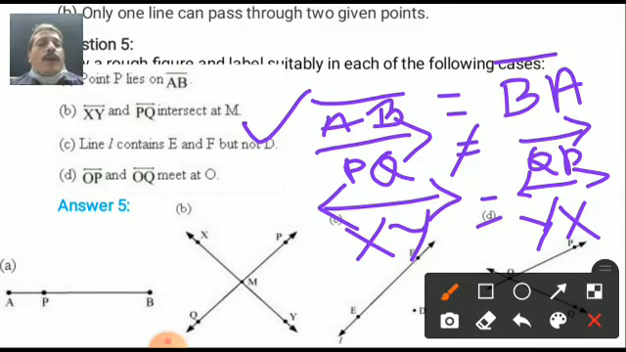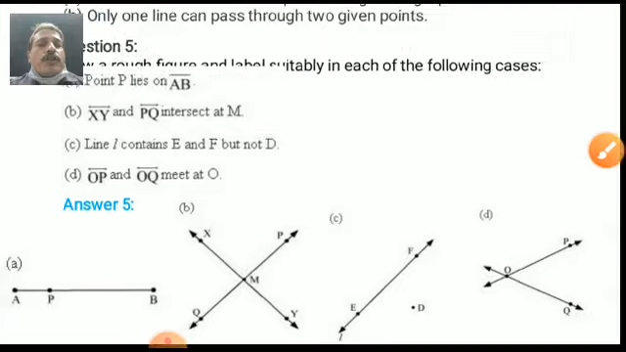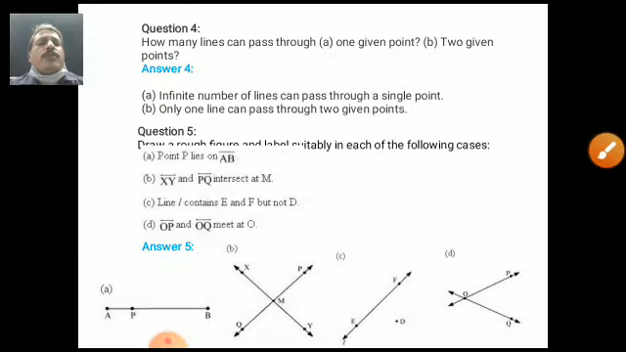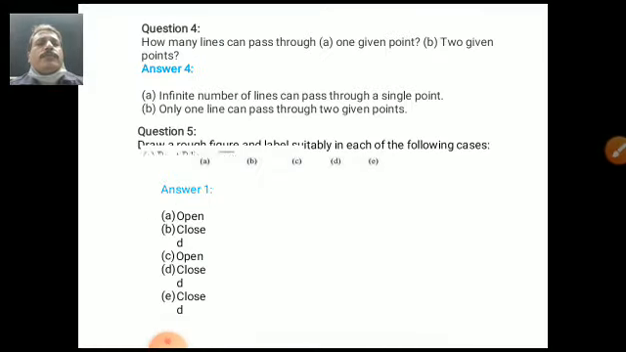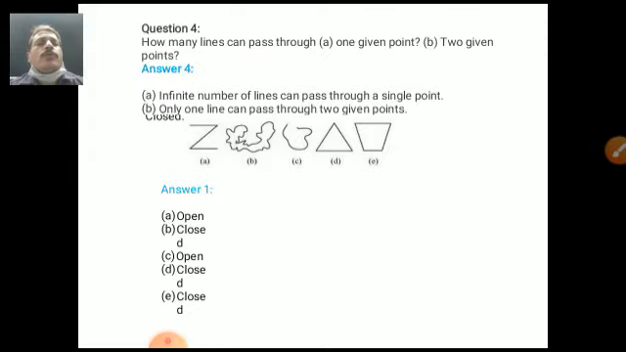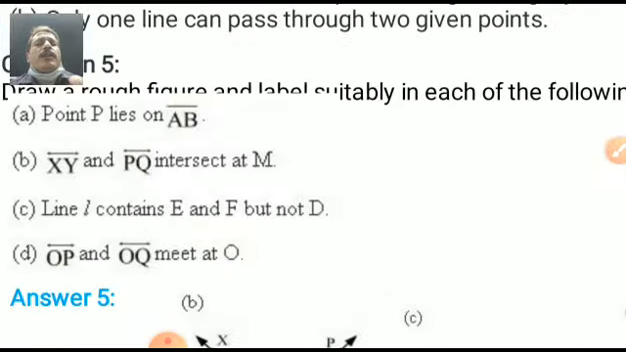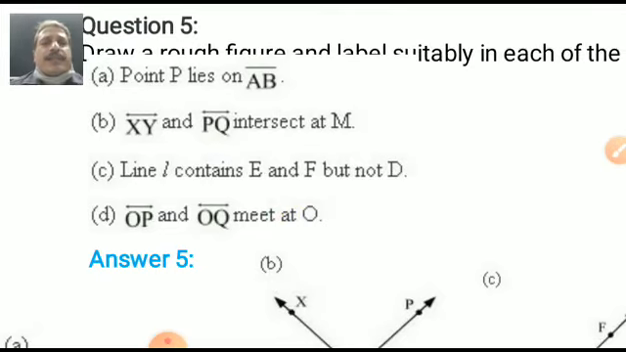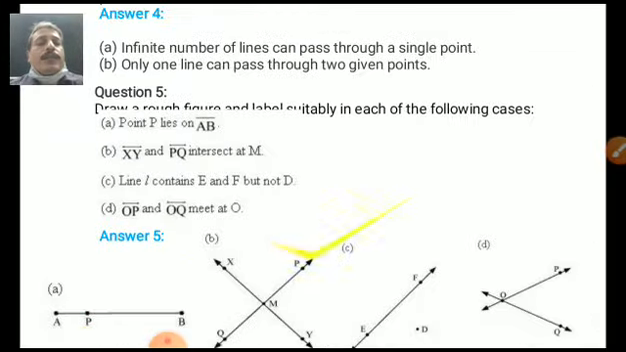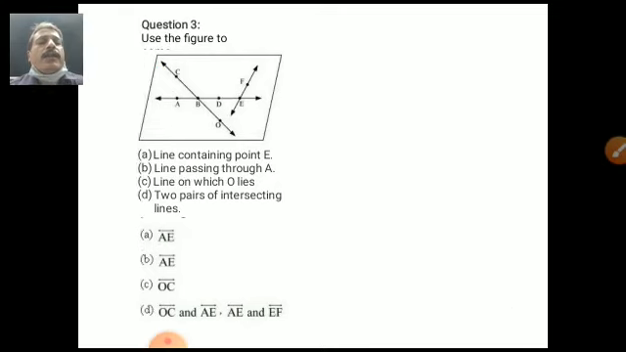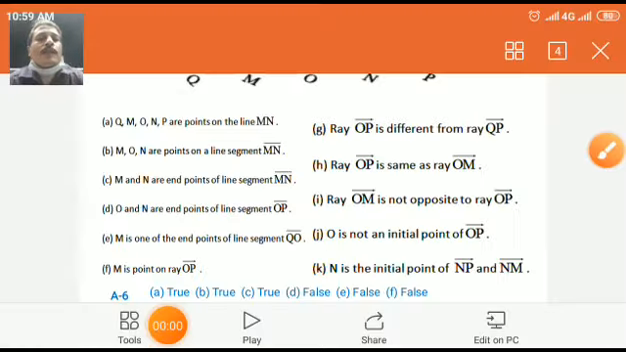Clear? Very good. Now look at the last question of this exercise. Question number 6. Oh, 6 is not there, student. Here is a 5 only. So here we end up our exercise 4.1. But before ending up, I want to revise some points. So 5 minutes are there. We can revise it very fast.